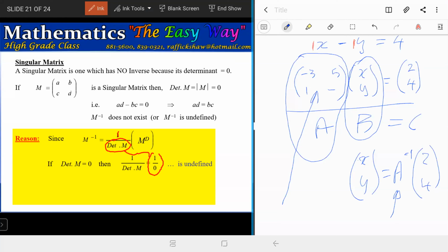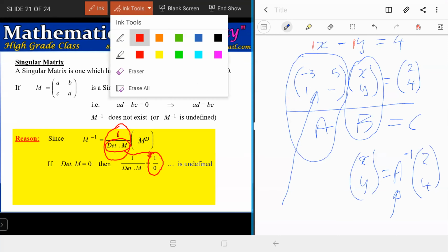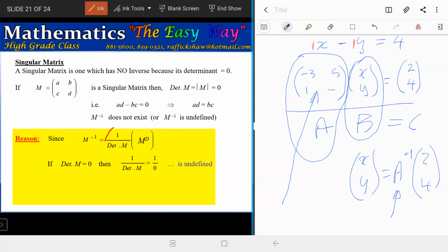So if the determinant is 0, then we'll be calculating 1 over 0. And remember, when you divide by 0, your result is undefined. We cannot divide by 0. So the 1 over 0 part in the calculation of the inverse would be undefined. You can't work it out. Therefore, the inverse matrix that you're trying to find would not exist.